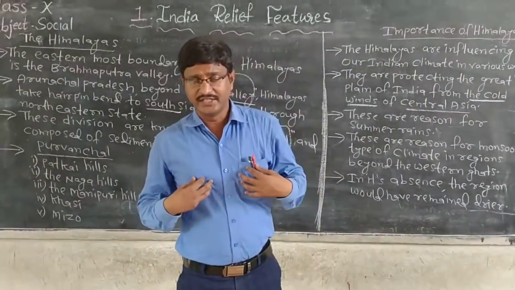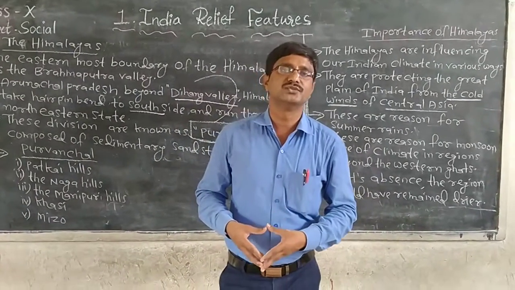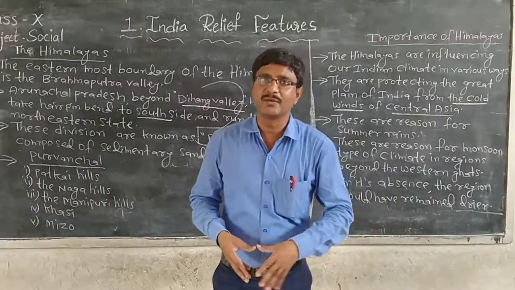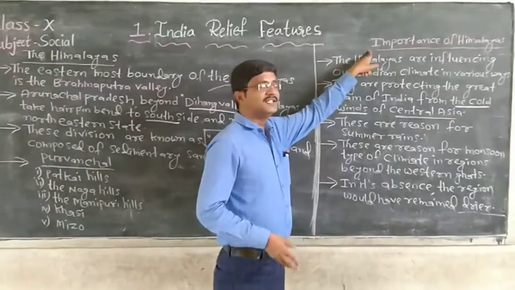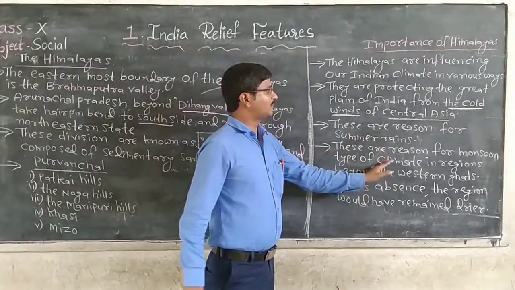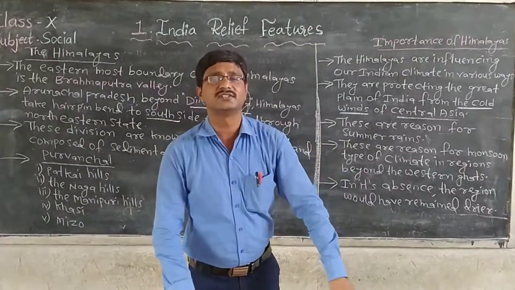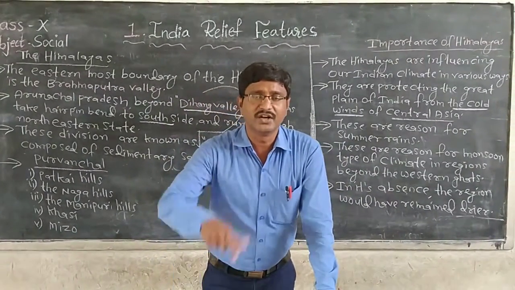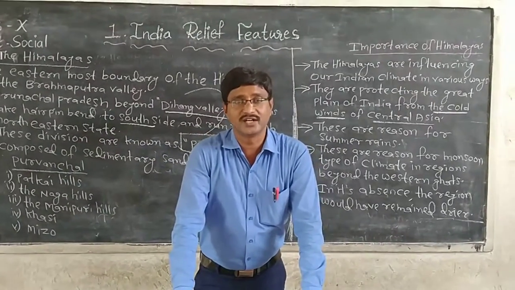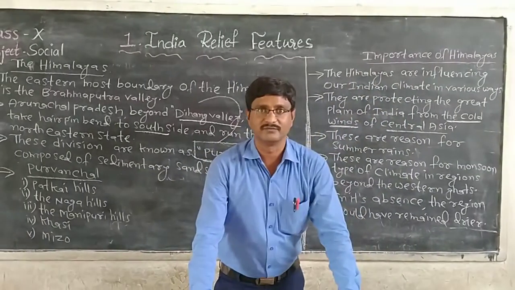Already you know, Indian climate is which type of climate? Our climate is the monsoon type of climate. What is the reason for that monsoon type of climate? Himalayas are the reason for the monsoon type of climate. Especially, beyond the Western Ghats region, now we are receiving rains. What is the reason? The Himalayan mountains are the reason.